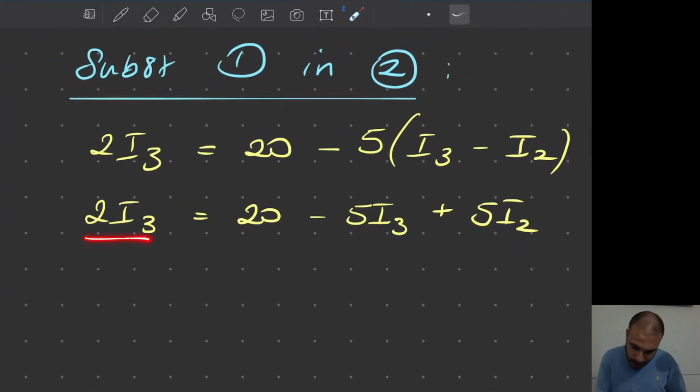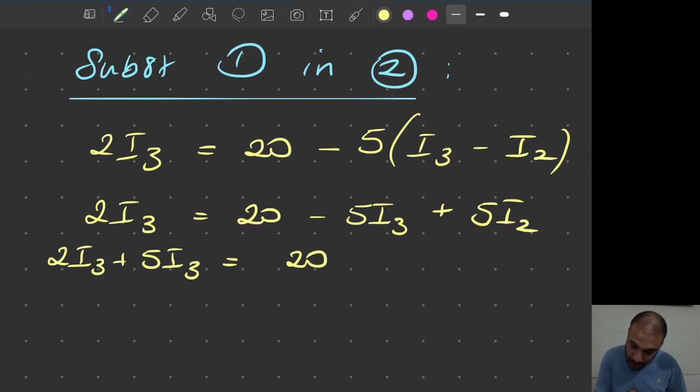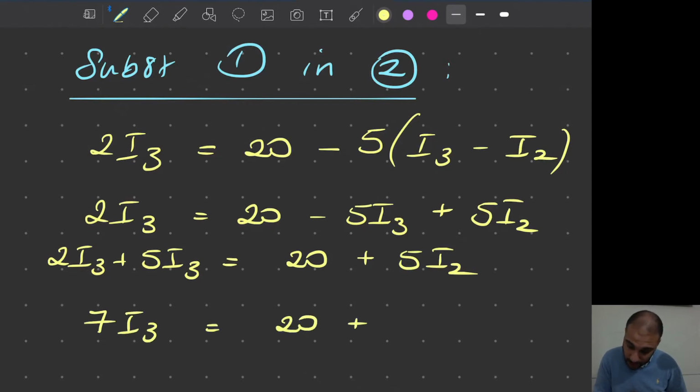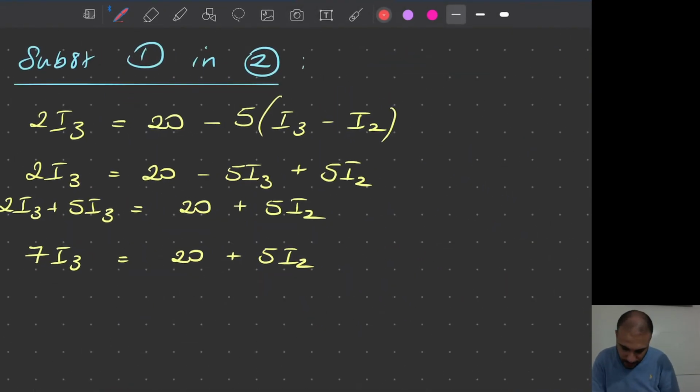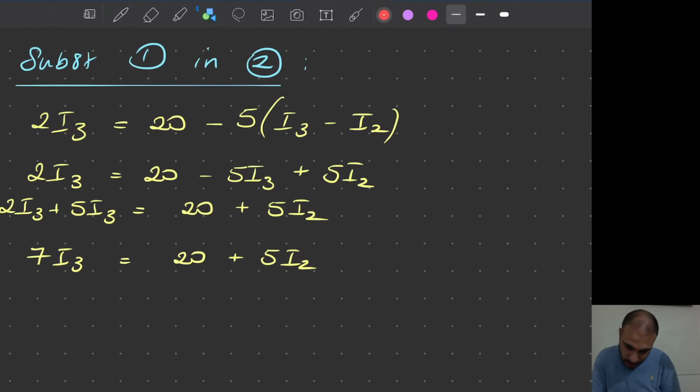Okay, what we've got here is i3 here and i3 there. So we collect i3 on one side: 2i3 plus 5i3 is going to give us 20 plus 5i2. That gives us 7i3 is equal to 20 plus 5i2. Okie doke, and that is our next equation. I'm going to label it as equation 4.